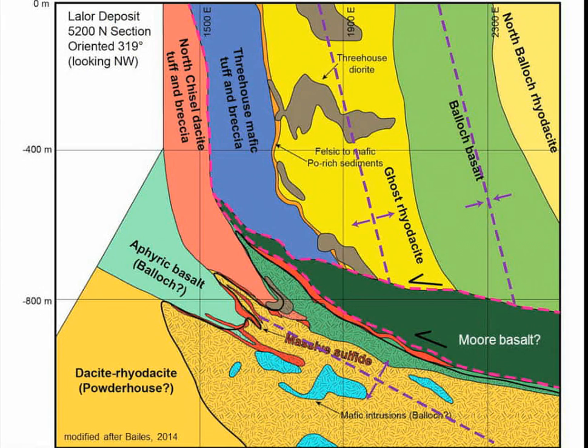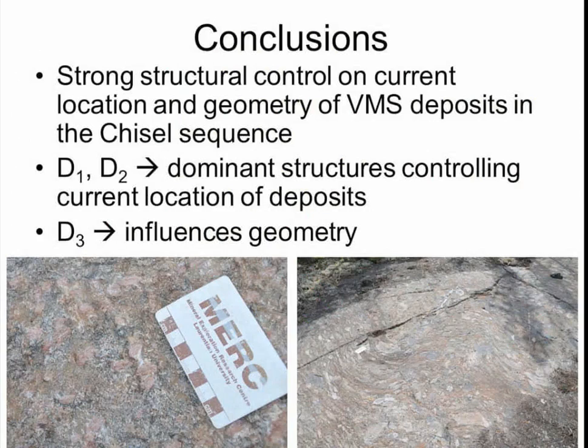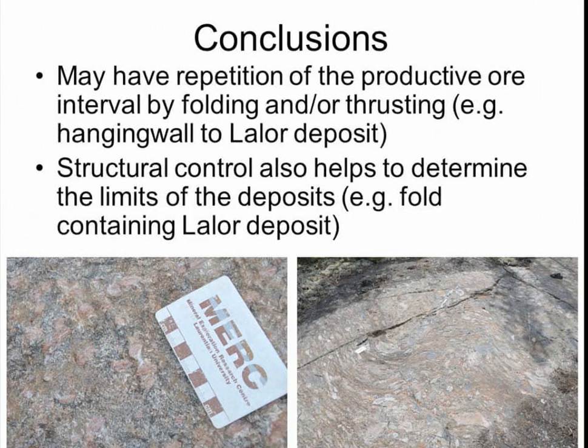So if that were the case, if these are very tightly folded packages, these would be more of an F1 fold, which would have to make these structures in here D2 structures, so a D2 fault and an F2 fold in the footwall. So in conclusion, there is a strong structural control on both the geometry and location of these VMS deposits, and D1 and D2 really do seem to be the dominant structures controlling this. D3 changes the shape of the lenses a little bit, but it doesn't influence entirely the location of these deposits.